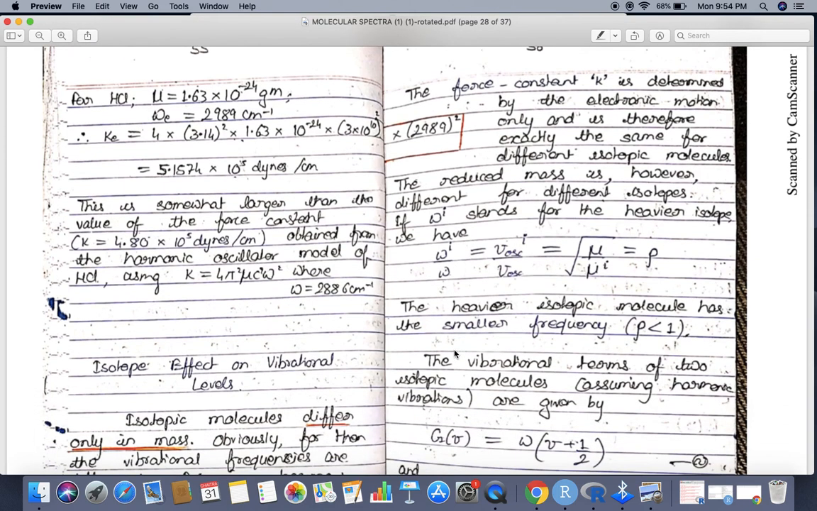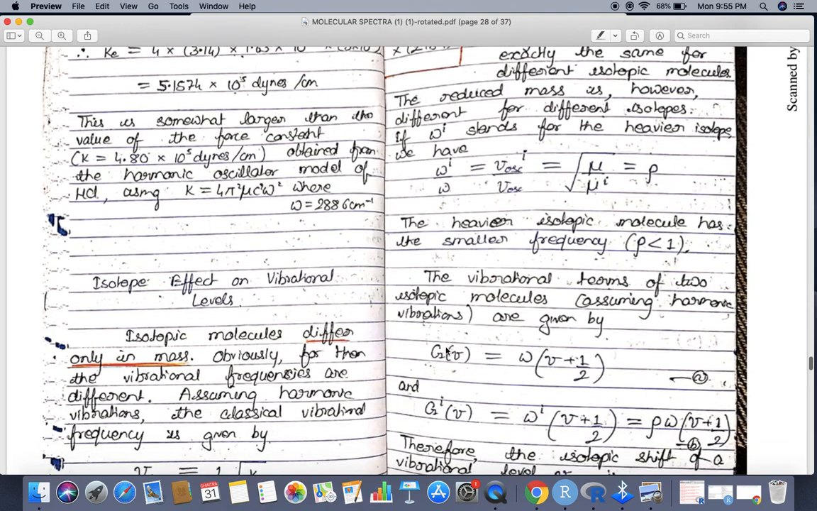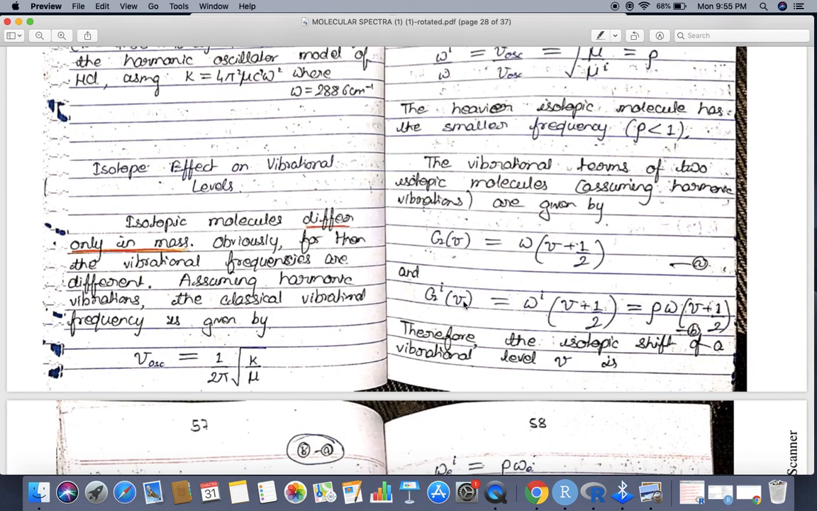This heavier isotope molecule has the smaller frequency, that is, ρ is less than 1, because once we put ω^i = ρω, this ρ is less than 1, because μ^i is heavier than μ. Then the vibrational term of the two isotopic molecules, assuming harmonic vibrations: once we have only the harmonic, I could write G(ν) = ω(ν + 1/2), and in the same fashion G^i(ν) = ω^i(ν + 1/2), and in place of ω^i I have ρω, so ρω(ν + 1/2).